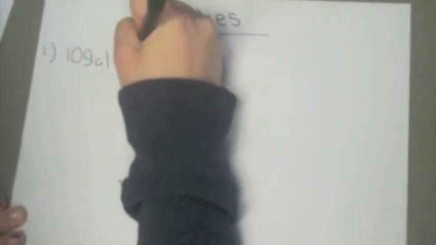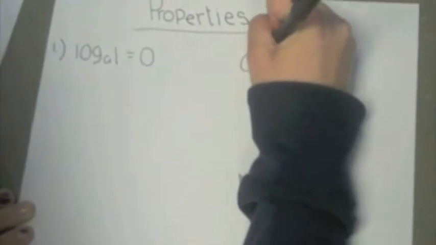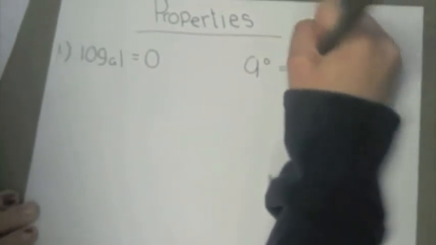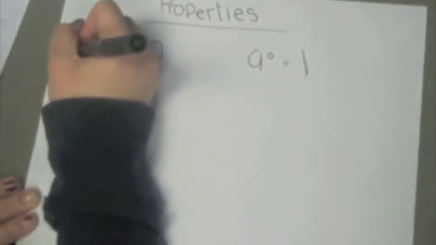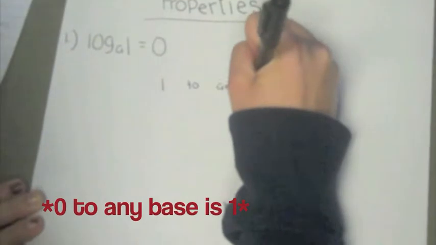Now let's take a look at the properties of logs. The first one is log base a of 1 is equal to 0. This is because a to the power of 0 is equal to 1. Hence, the logarithm of 1 to any base is 0.